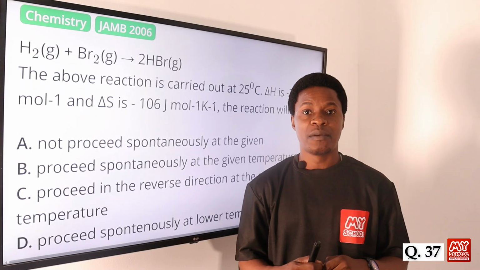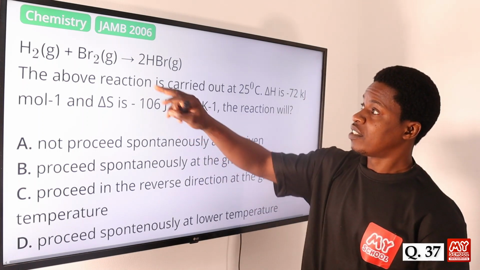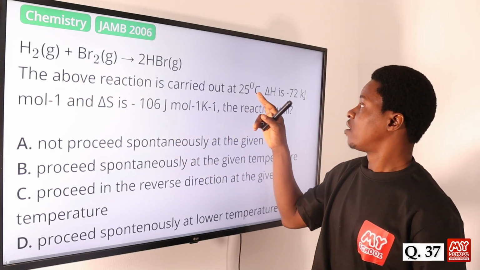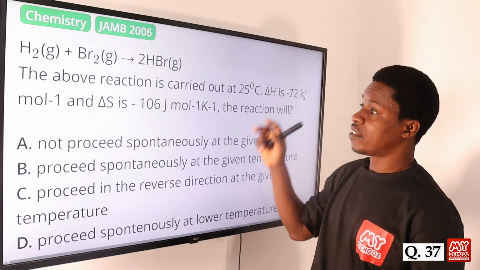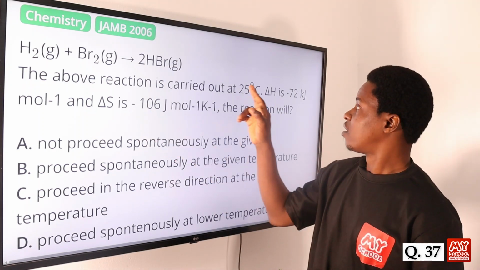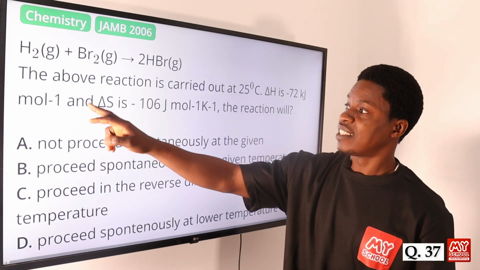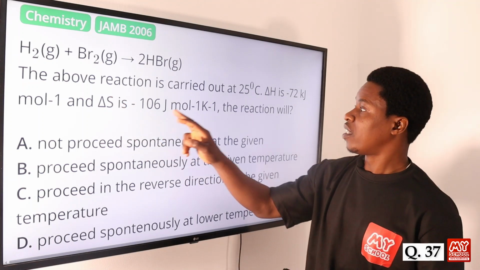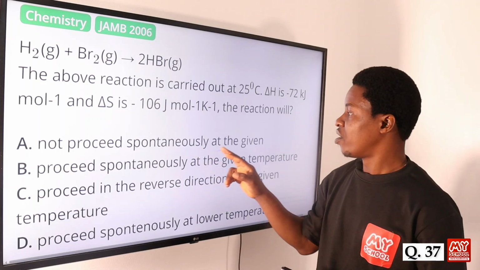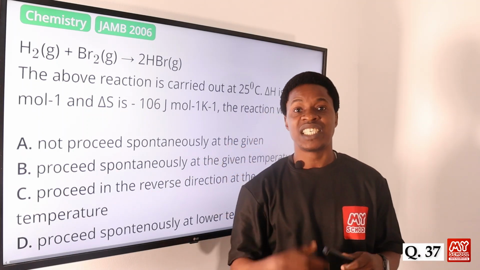Now let's move on to question number 37. H2 plus Br2 plus this gives this. The above reaction is carried out at 25 degrees Celsius. Delta H is negative 72 kilojoules per mole, and delta S is negative. Delta H is the enthalpy change, and delta S is the entropy change. The reaction will, option A says, not proceed spontaneously at the given temperature, or proceed spontaneously. So we are looking at the spontaneity of a reaction.